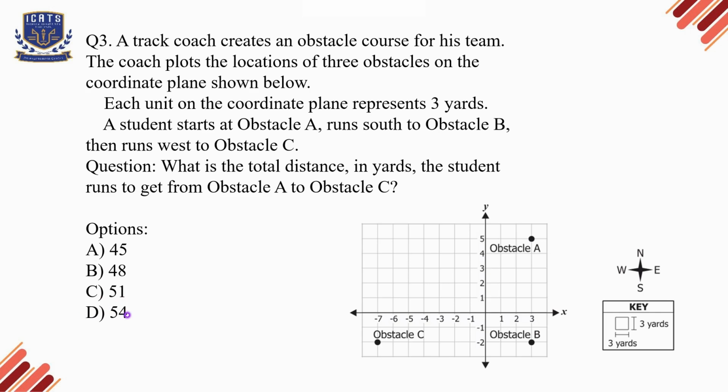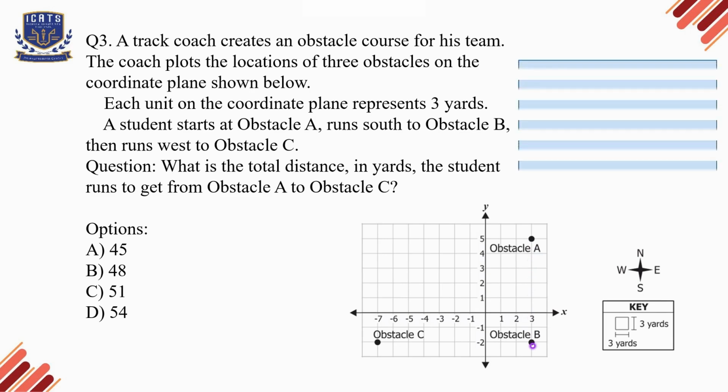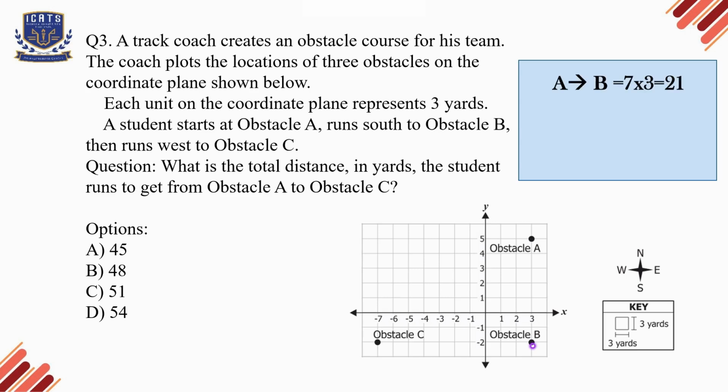So as it is given in the question, the student starts from obstacle A and runs towards obstacle B. So let's count the distance between obstacle A and B. He has covered 1, 2, 3, 4, 5, 6, and 7 boxes. And each unit is representing 3 yards. So we will multiply 7 by 3, which is equal to 21.